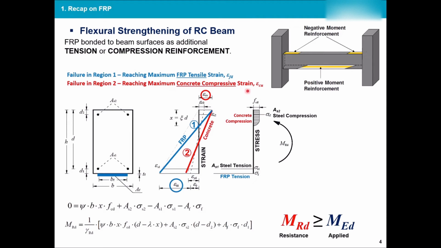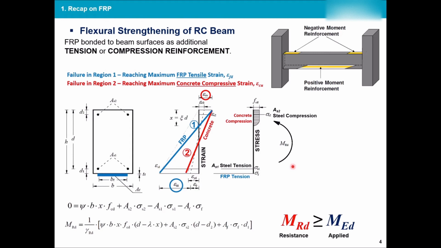Now, it's either the compressive strain has reached its limit and the concrete has given up, or the FRP tensile strain has reached its limit. So if this is the compressive bit and this is the tension bit, the FRP has reached this strain. So either of these can happen, and accordingly we will do the calculations.